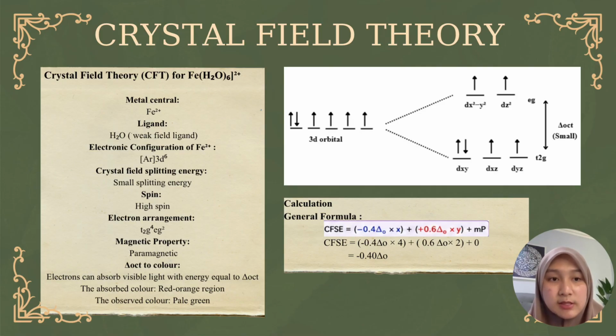Finally, because the crystal field splitting energy is small, it means that the electrons require lower energy to jump to the higher energy level. Lower energy corresponds to a longer wavelength of light, such as red or orange. As a result, the complex reflects the complementary colors blue-green, which is why the solution appears pale green.